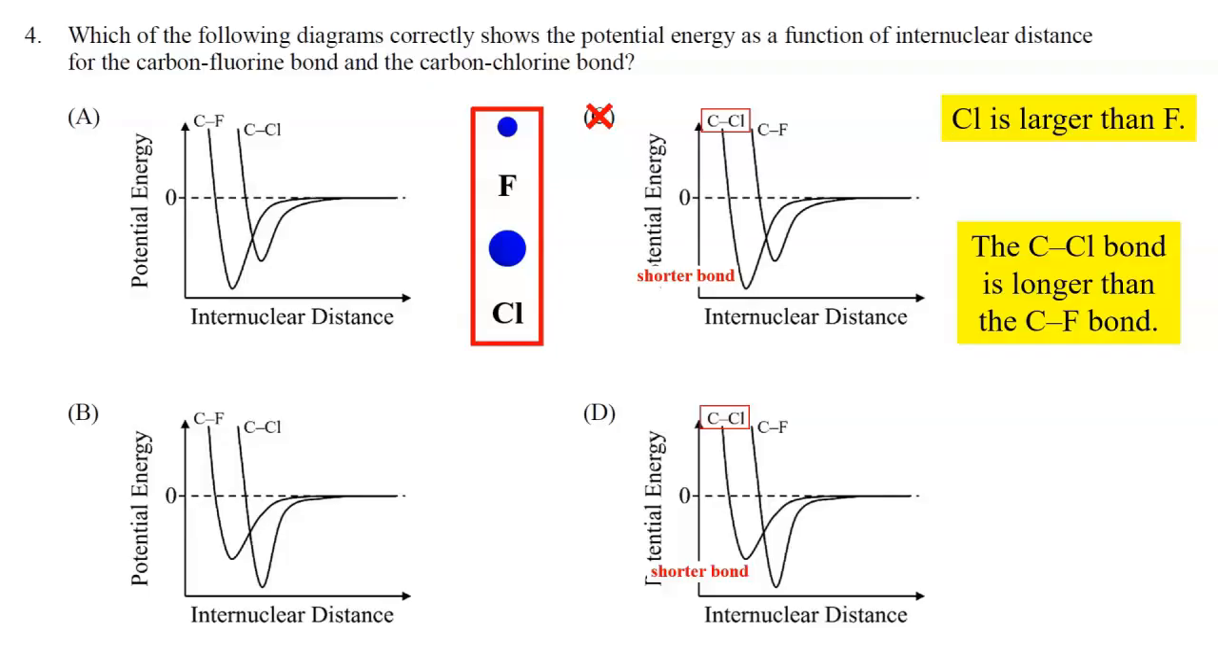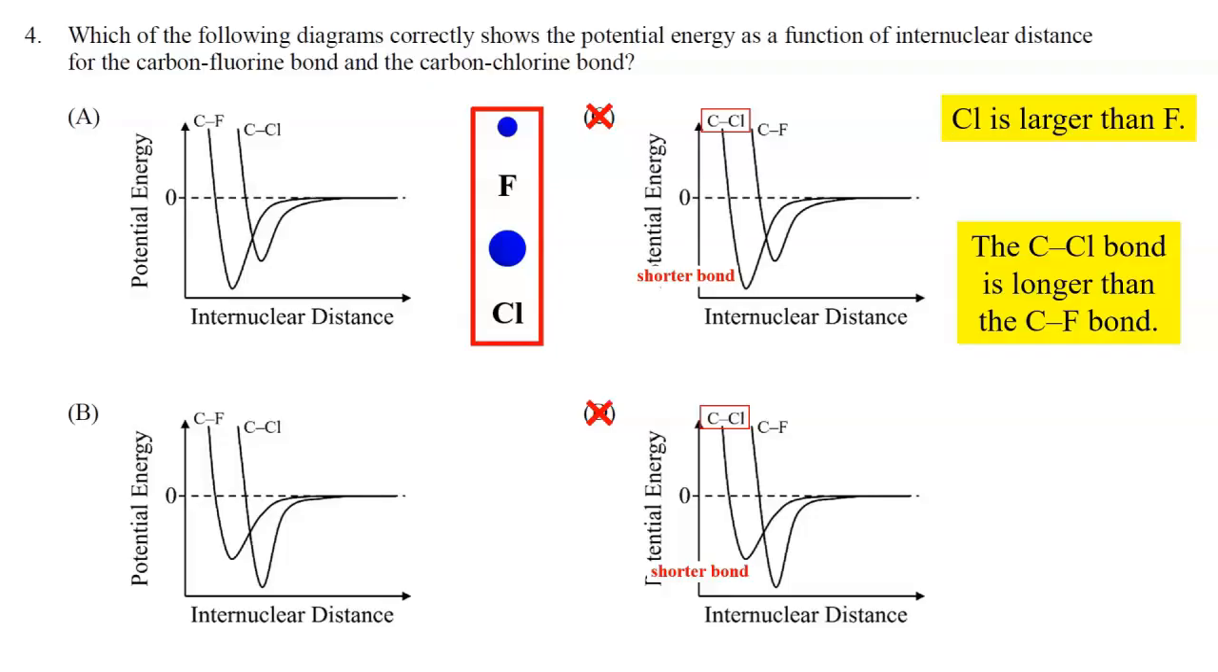Again, it indicates that the curve for carbon-chlorine has a minimum in potential energy further to the left on the x-axis, indicating a shorter bond. But we know that's not true. The carbon-chlorine bond should be longer than the carbon-fluorine bond. So now we've narrowed down our choices to either A or B. Let's focus on bond energy.